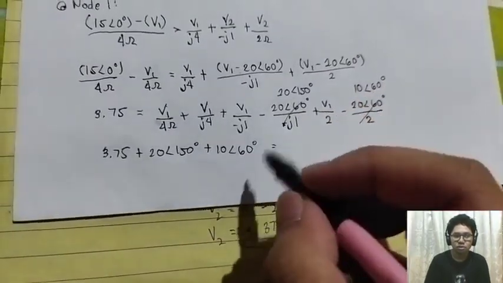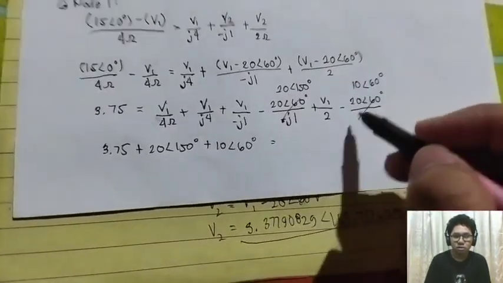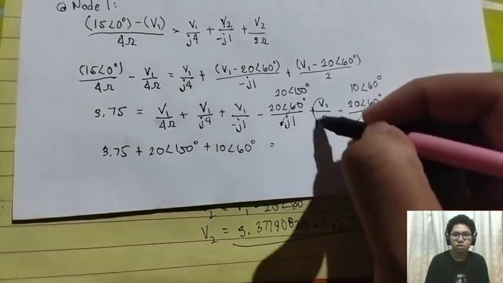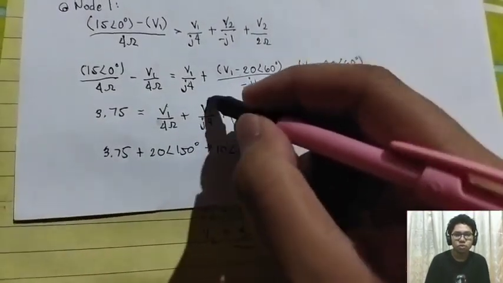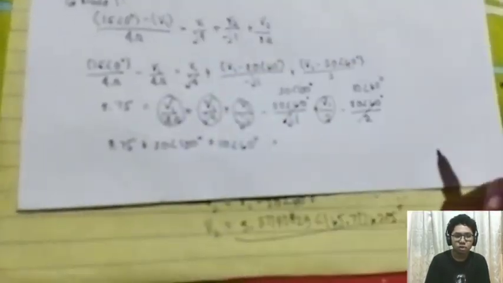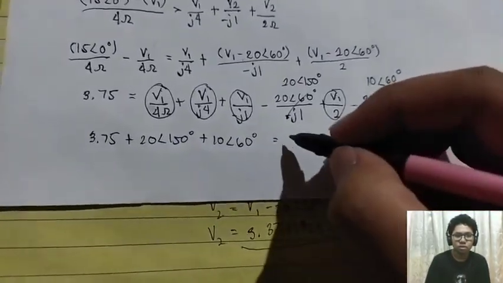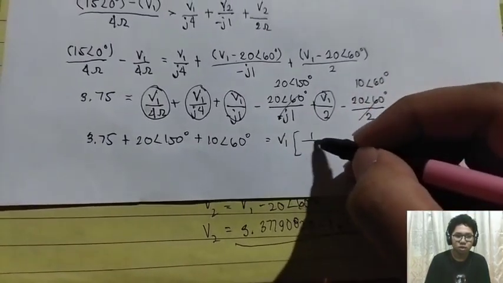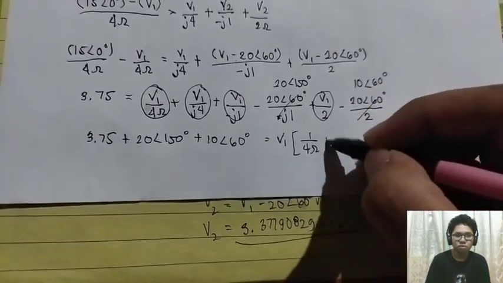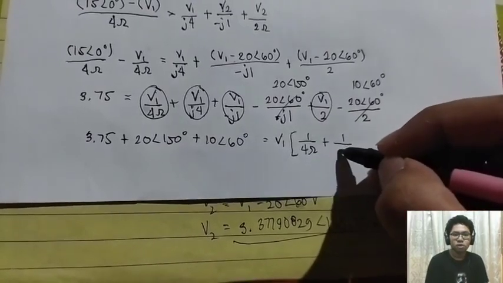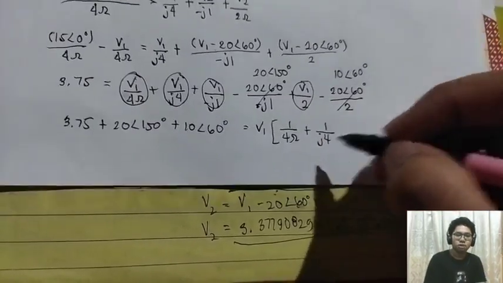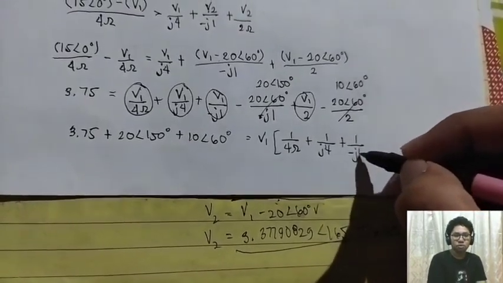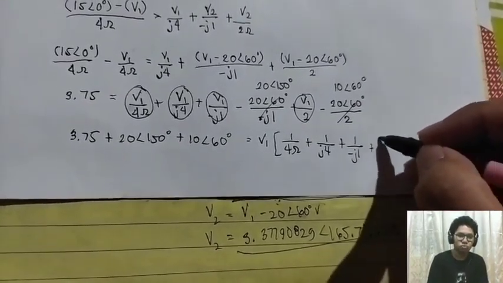That is equal to, and we have a common numerator, that is V1. So we can factor out the V1. So that is V1 bracket, that is 1 over 4 plus 1 over J4 plus 1 over J1 plus 1 over 2.